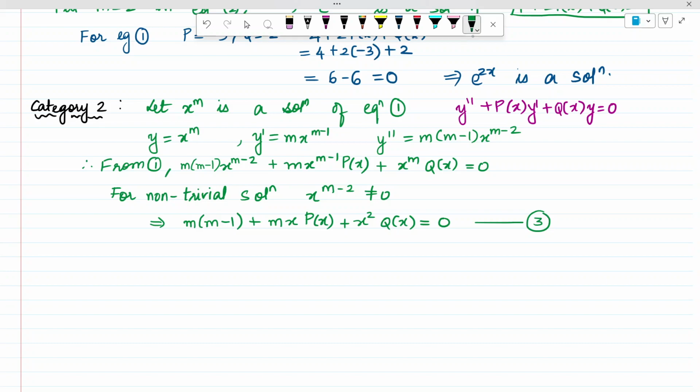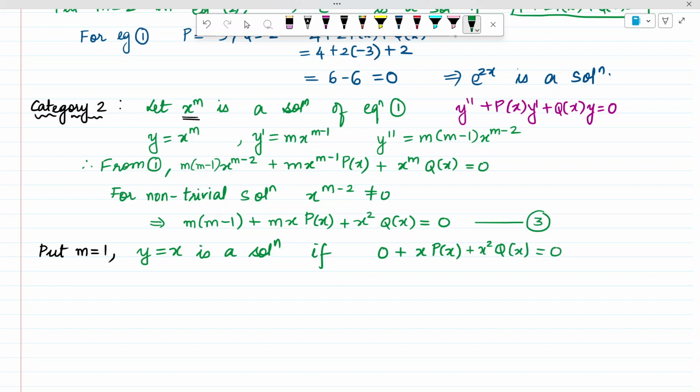Here, again, as we did before, we will put different values of m. Okay, so let me start with m equal to 1. When I put m equal to 1, x raised to m will become x. So y equal to x is a solution if, now putting 1 in place of m in equation 3, the first term becomes 0, the second term becomes x p x, and the third term remains x square q x. This is equal to 0.